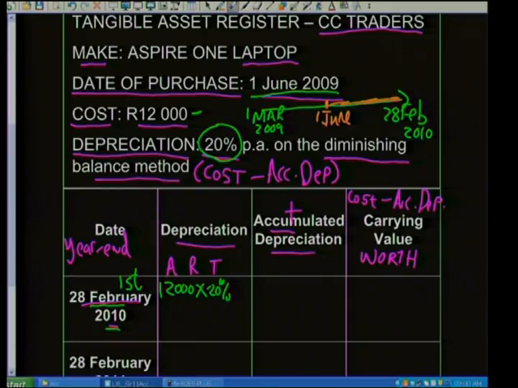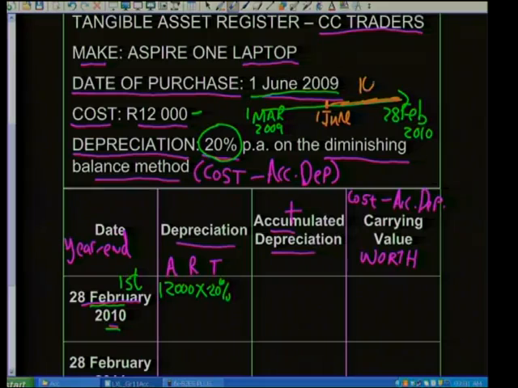Now remember guys, it is absolutely important that when you count, you do not make a mistake with the number of months that this asset was actually used for. So we're starting with the month of June. So June, July, August, September, October, November, December, January, and February. In other words, the asset was used for 10 months.